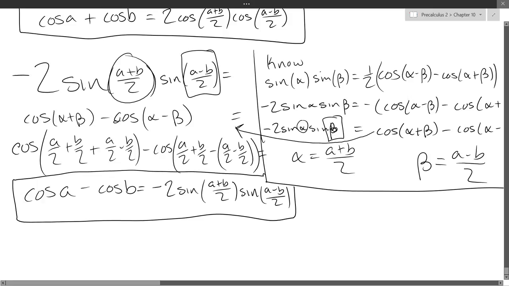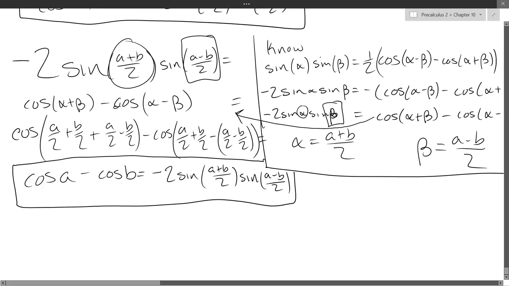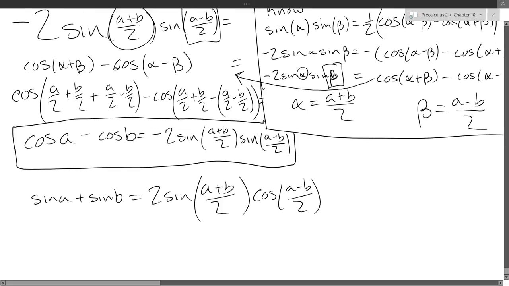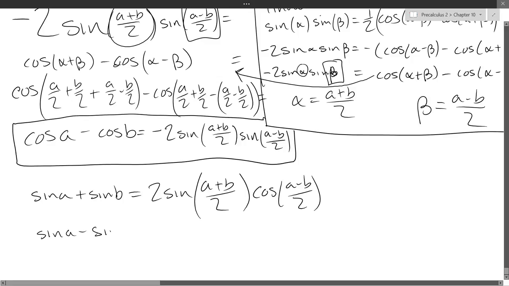So the last one I'm just going to write down. We're not going to go through it. There's really two last ones, but I'll write them separately. So it's sine A plus sine B equals 2 sine A plus B over 2 cos A minus B over 2. And the last one, sine A minus sine B, is 2 sine A minus B over 2 cos A plus B over 2.